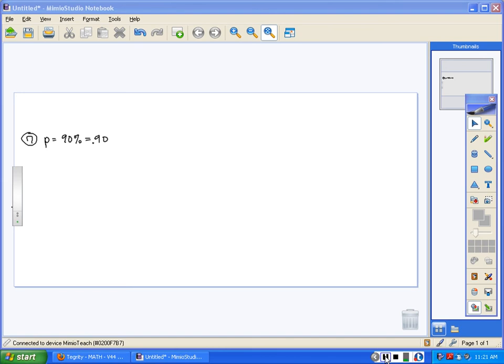And then it says, suppose 8 voters are randomly selected. So that's your N. N is equal to 8. Okay, and in part A, it says, find the probability of getting 6 voters in favor of the new law. So that's your X. X is equal to 6.